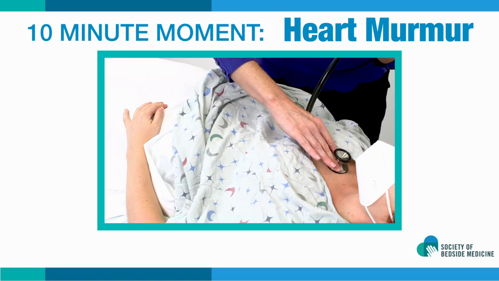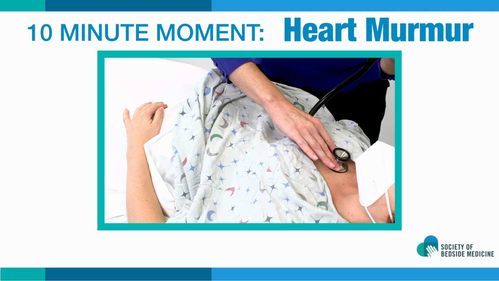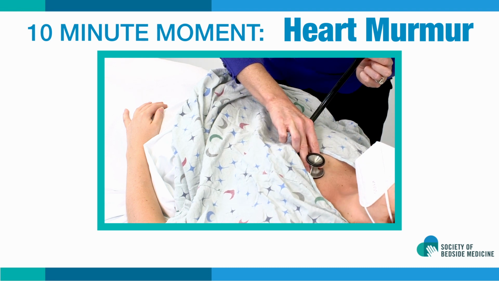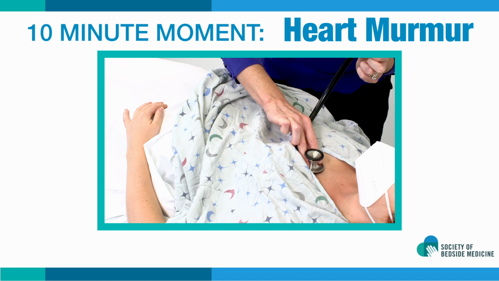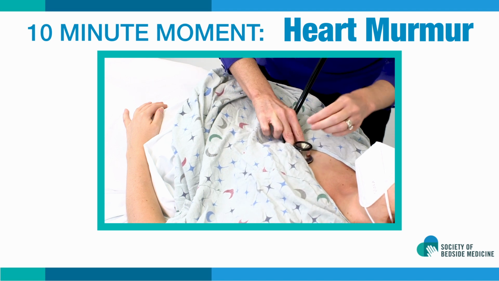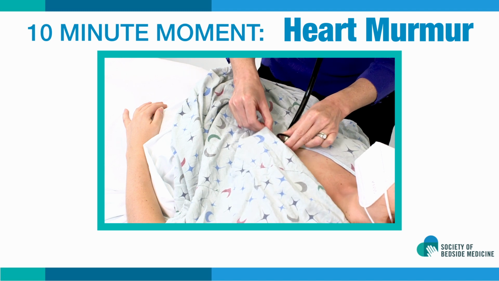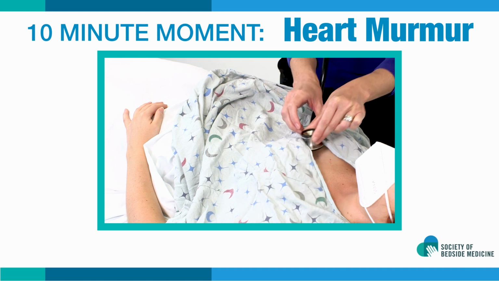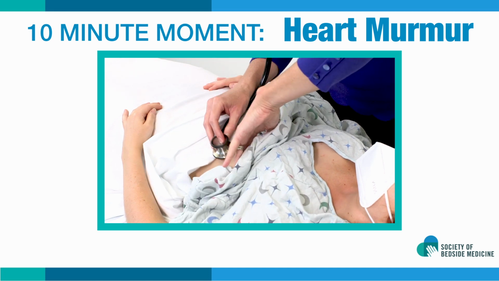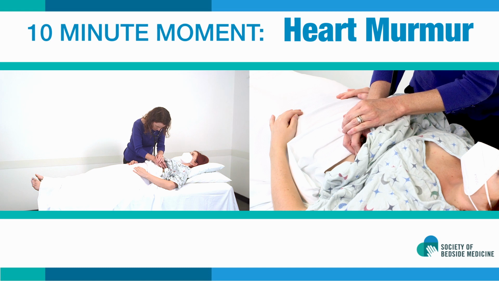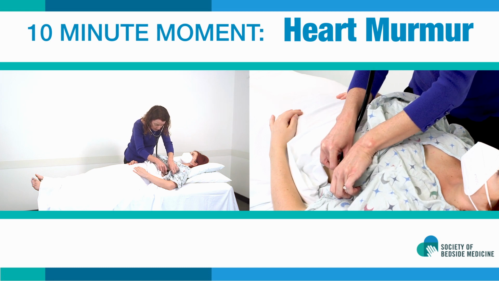At the right upper sternal border, the left upper sternal border, then moving along the sternal border, reaching the left lower sternal border, and then the apex, and usually moving on towards the axilla.